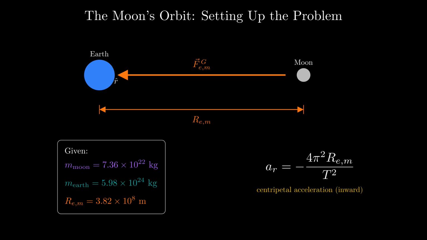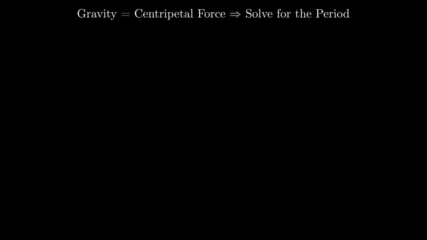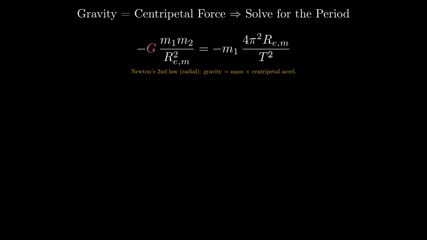From the previous video, the Moon's centripetal acceleration points inward with magnitude 4 pi squared r over T squared. Newton's second law in the radial direction sets the gravitational pull equal to the mass times the centripetal acceleration. On the left is gravity: minus G times the Moon's mass times the Earth's mass over r squared. On the right is the Moon's mass times its inward acceleration: minus the Moon's mass times 4 pi squared r over T squared.